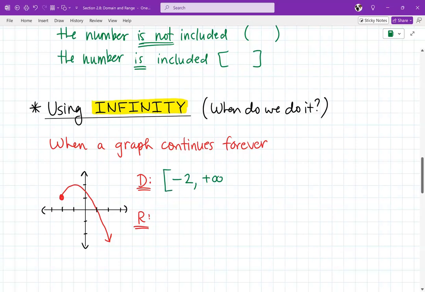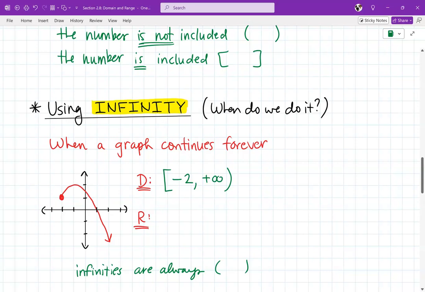Never, ever, ever include infinity. Infinity, negative infinity, always parentheses. Okay? So I'm going to put that right here. Infinities, positive or negative, are always parentheses.